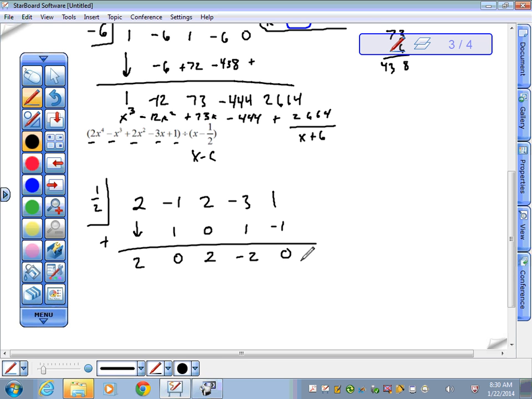We just hit the jackpot. I've got no remainder. I like this, even though this one had fractions. I like the numbers much better than the last one. I started with an x to the fourth. So this is going to be 2x to the third plus 0x squared, which I technically could just leave out, plus 2x minus 2, and what do I have for remainder? I could say plus 0 over x minus 1/2, but I'll argue that we don't really need that.